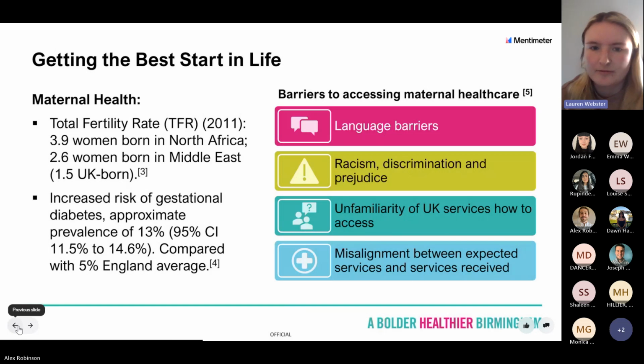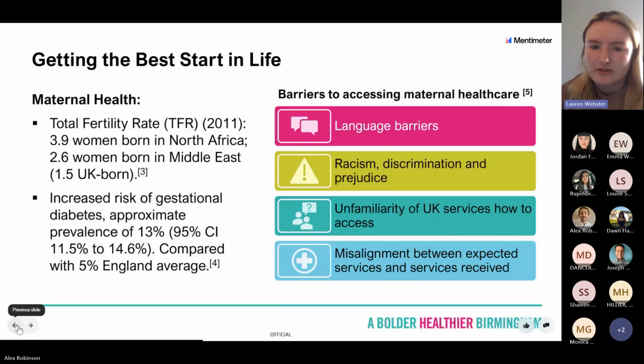So we'll start with maternal health. The total fertility rate, TFR, was 3.9 for women born in North Africa and 2.6 for women born in the Middle East. TFR is defined as the average number of live children that a group of women would bear if they experience the age-specific fertility rates of the calendar year in question throughout their childbearing years. This essentially refers to how many babies each mother would be expected to birth. So a TFR of 4 would indicate an anticipated 4 children. So as we can see, it's slightly higher in the Arab community than the UK born.